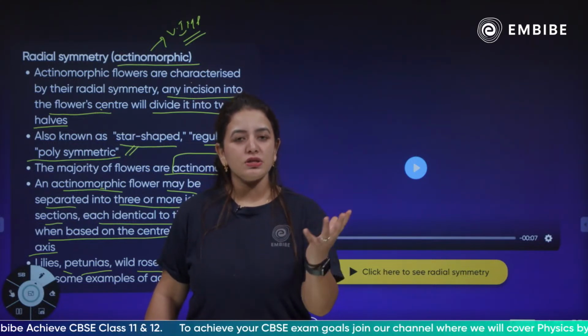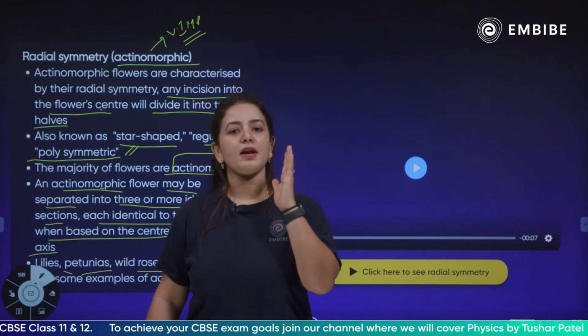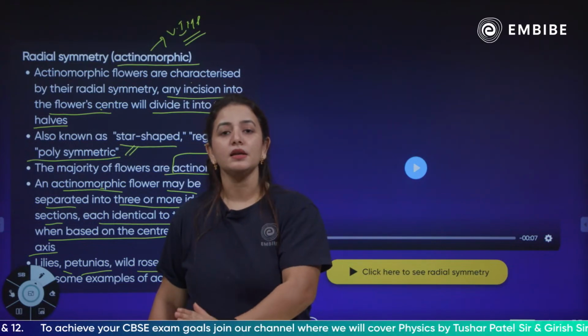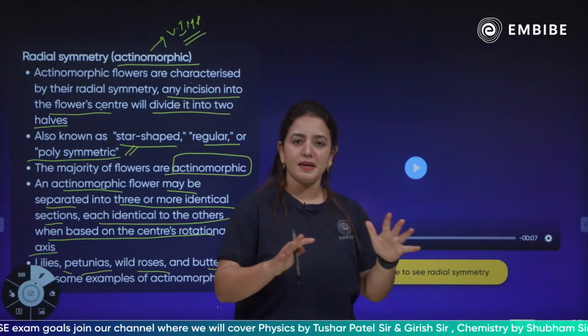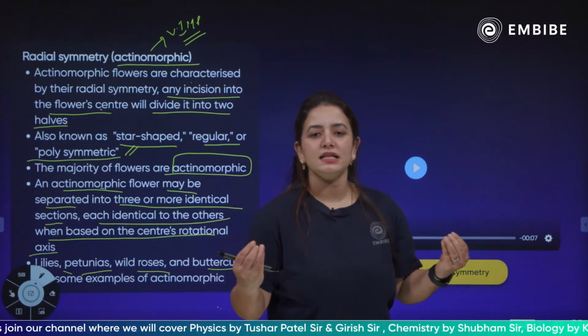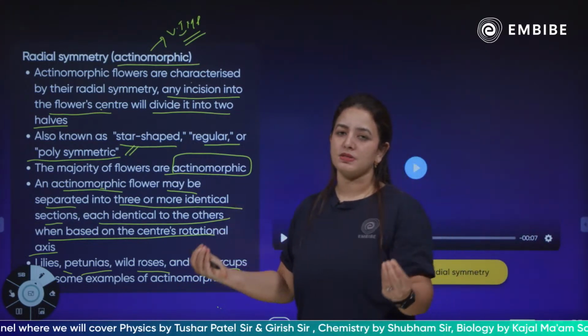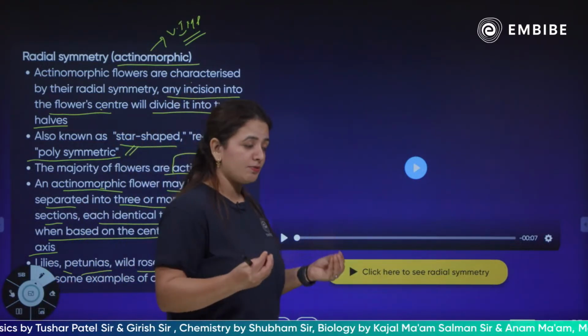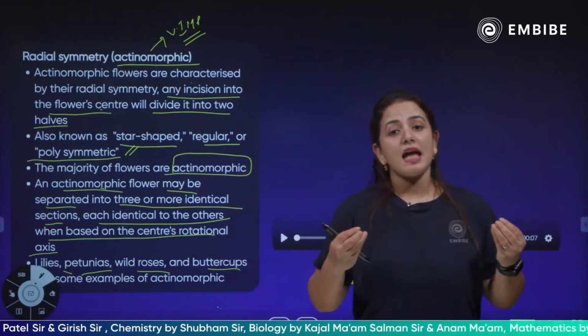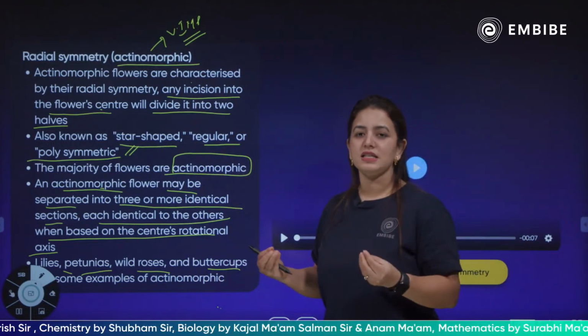Okay. They will show a kind of symmetry such that if I try to cut them from any radial plane, it will divide into two equal parts, and each and every part, if we separate them, will possess identical shapes. Clear? And most of the flowering plants, most of the angiospermic families, are actinomorphic, possess the radial symmetry.